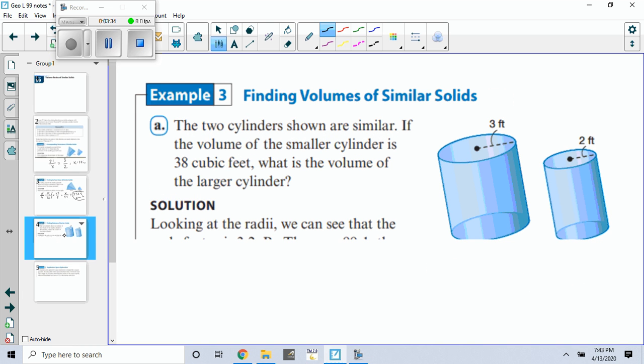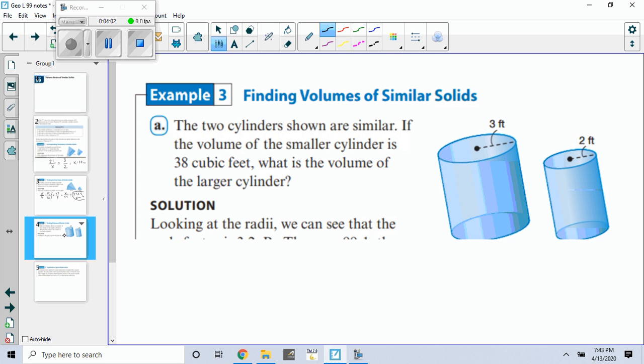All right, so now we're moving to volume. So the scale factor cubed is going to be our ratio. The dimensions are a 3 to 2 ratio, basically by looking at the different cylinders. Two cylinders are shown. They're similar. If the volume of the smaller cylinder is 38 cubic feet, what is the volume of the larger?